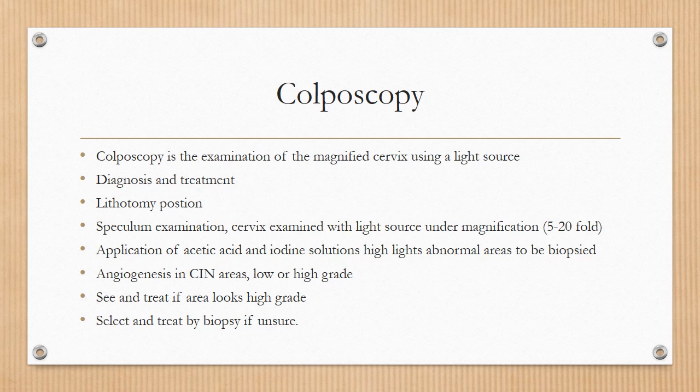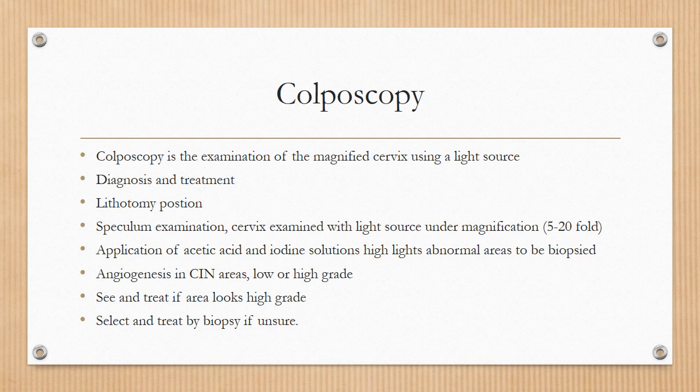Acetic acid denatures the nucleoprotein in the abnormal cells, so there are acetowhite areas, and with iodine, the premalignant cells are devoid of glycogen in the cytoplasm, so it can lead to staining of normal areas with abnormal areas not stained, and then the area can be biopsied. Another important feature of cervical intraepithelial neoplasia is the formation of new vessels. So they could be high grade or low grade.